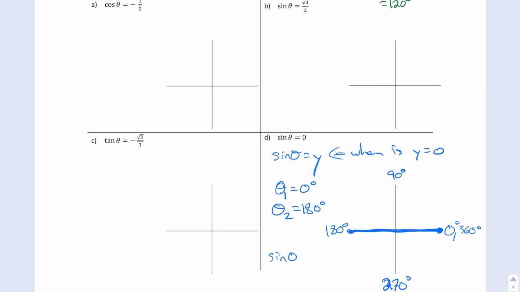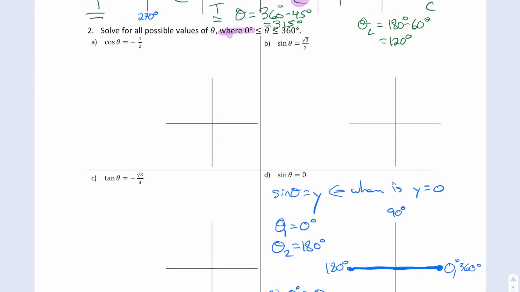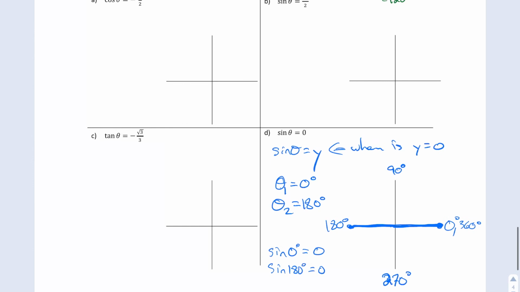So that means sine of 0 degrees equals 0. Sine of 180 is also equal to 0. Because the question asked, if you go back up here, where theta is between 0 and 360, there's technically a third answer, and this is the only time you'll get 3 when it's between 0 and 360. You've also got this option where you could have wrapped all the way around to 360 degrees. So you have a third possibility where sine of 360 is also 0. So theta 3 equals 360. A bit tricky to do those ones.